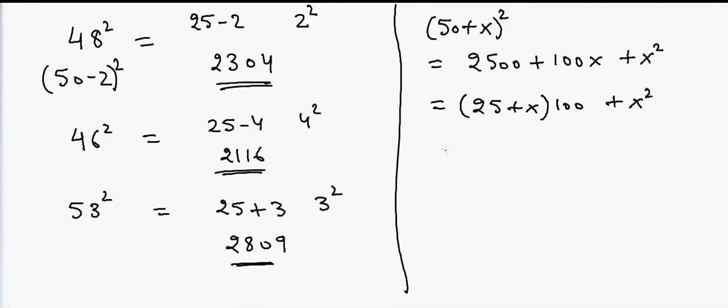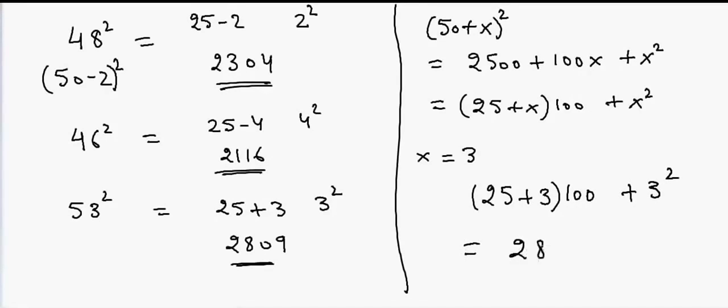Now as you can see, if x is equal to 3, then I'm adding 25 plus 3, and then I'm adding 3 squared. So the answer is equal to 2809. So this is how this trick works.